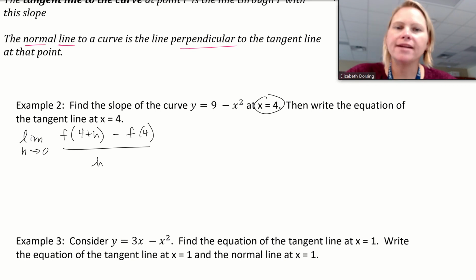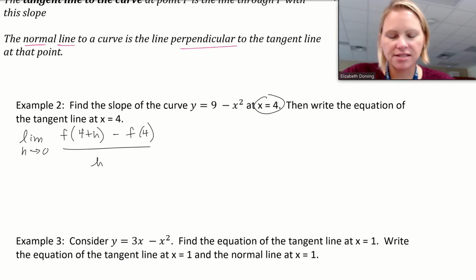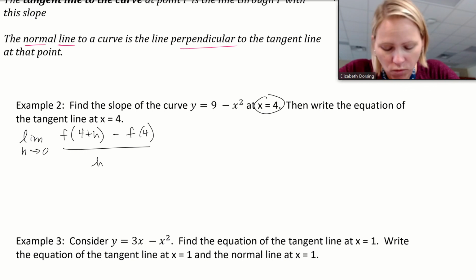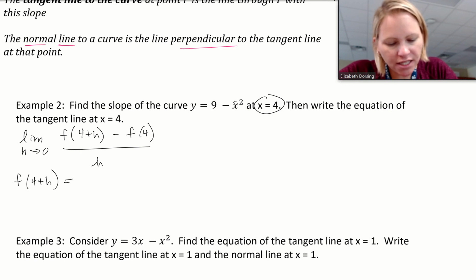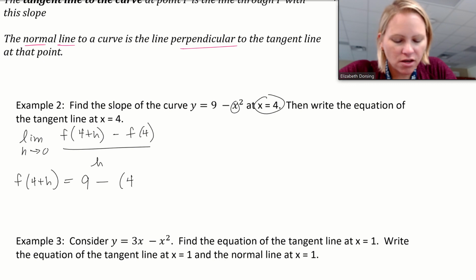Sometimes it's helpful to write it out and put that number in instead of a, and that helps me know what I need to find. Then I'm going to go off to my workspace, and I'm going to find f of 4 plus h by plugging it in for x. So I have 9 minus, and then in parentheses, 4 plus h squared.